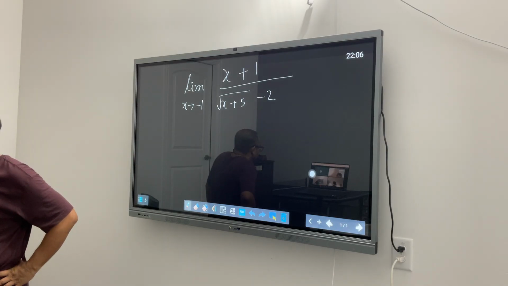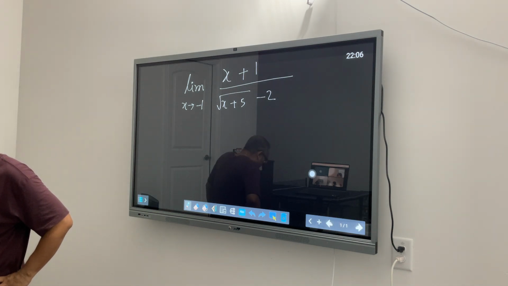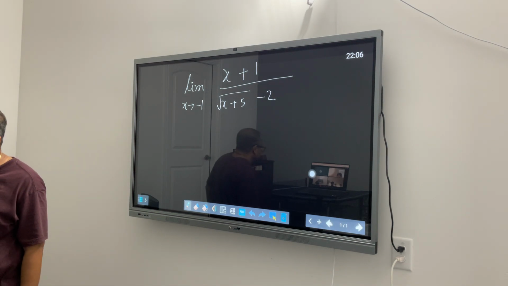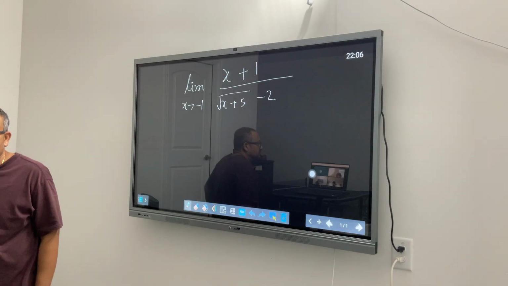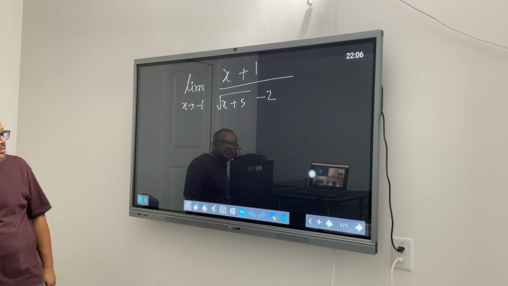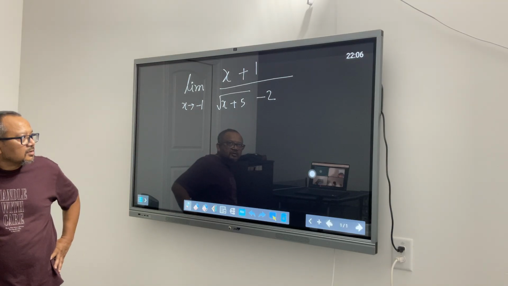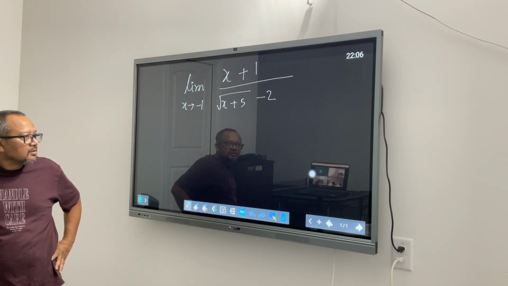Let me go to Ananya. Why do you think that it's 4? How did you come to 4? When you plug it in, you get 0 out of 0. So then I looked at the denominator and multiplied it by itself, the square root of x plus 5 minus 2, on top and bottom. Then by simplifying it, you get 4.